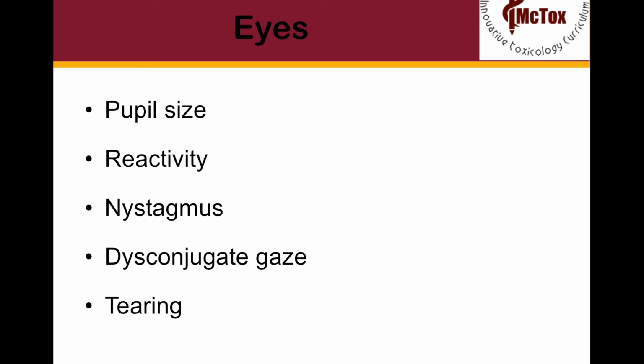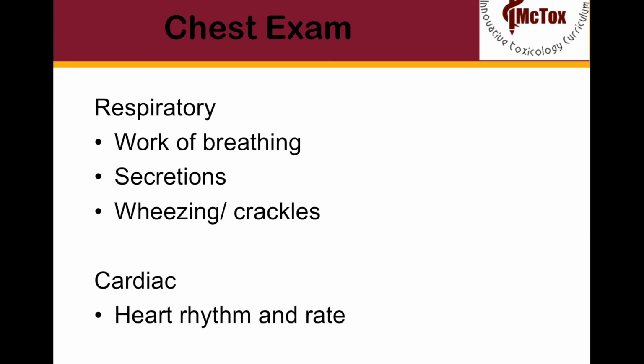Next, look at the patient's eyes. We should note the pupil size and reactivity, and if there's any extra findings like nystagmus, disconjugate gaze, or excessive tearing. While auscultating the chest, notice the presence of any secretions or wheezing that might suggest a cholinergic toxicity. The heart rhythm and rate should also be noted.